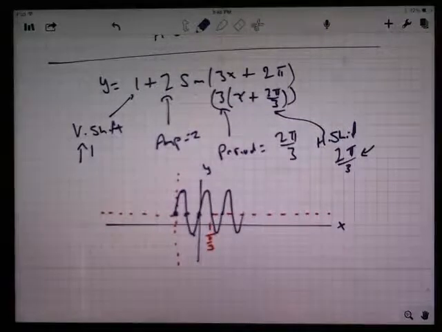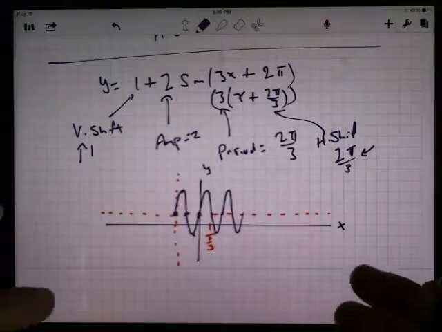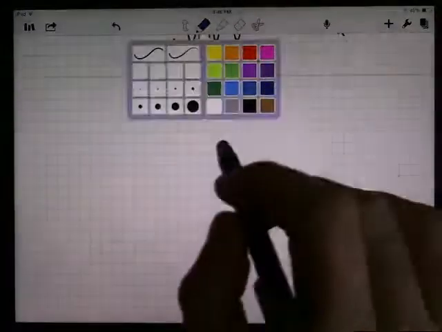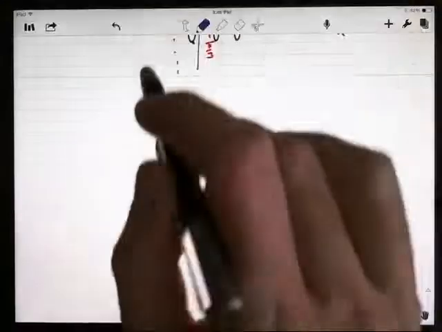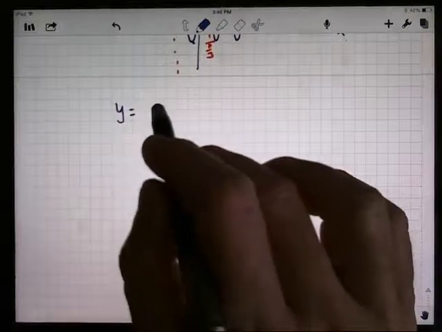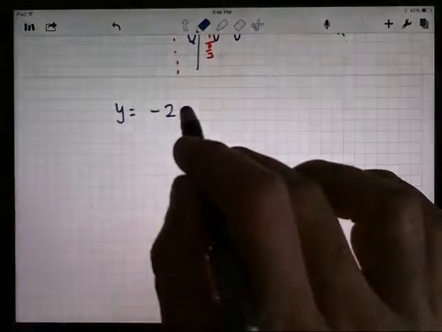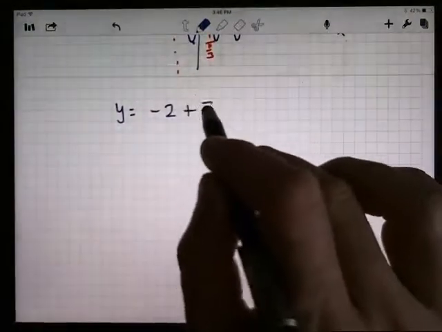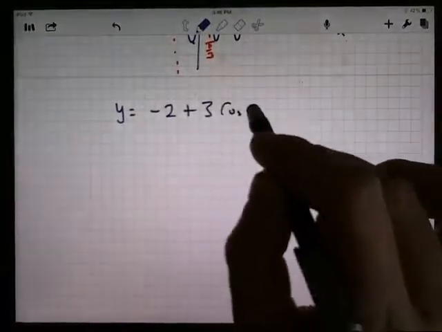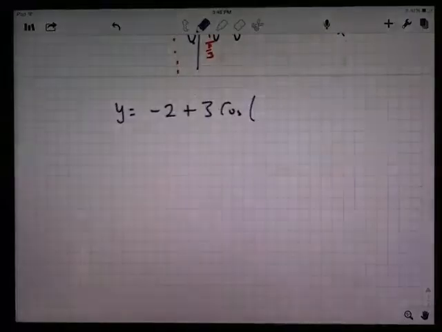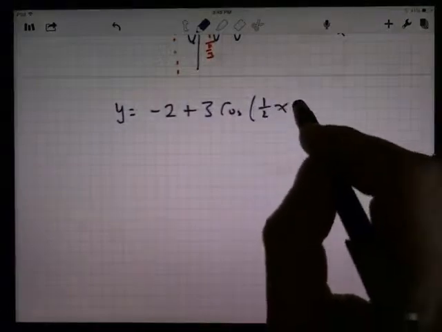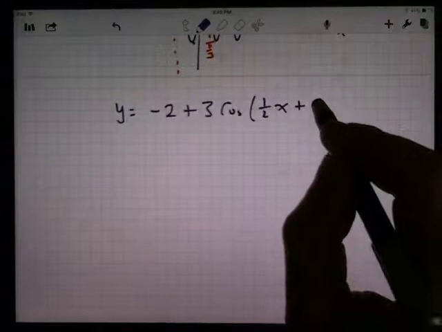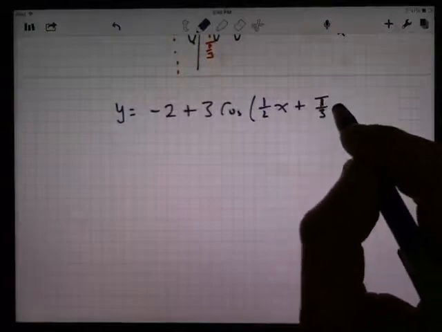Let's try one more with the cosine. So this time I'm not going to draw a graph yet. I'm going to say y equals -2 plus 3 cosine of, let's say, 1/2 x plus pi over 3.